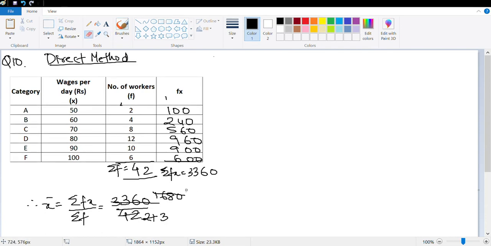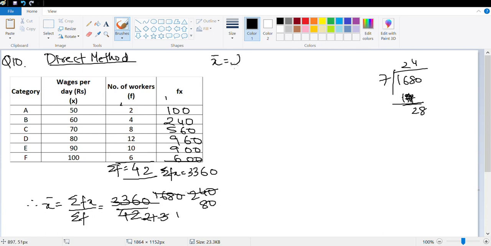1 second. So 1680 divided by 7. So 7 ones are 7. Oh, why 7? 7 twos are 14. Yeah, that's where I was making my mistake. Perfect. So this is 7 into 2, 7 into 2, that's 14. That's 28. That's 4. So that's 240. 3138. So the mean wage is rupees 80.